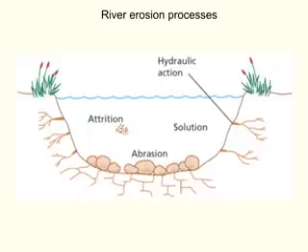Okay, let's have a think about how river erosion processes work. Here we've got the cross-section through a river channel, and we've got the four main methods of erosion highlighted on the diagram. Let's talk about each one in turn. First of all, hydraulic action.